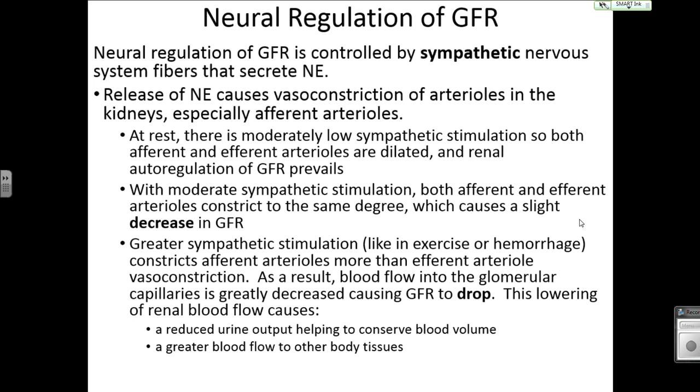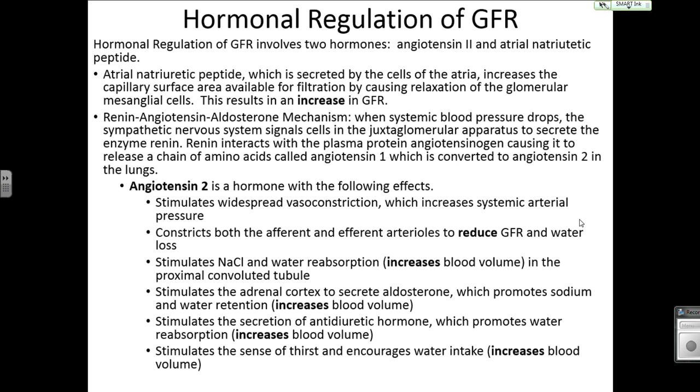Who needs the blood when we are running away from a bear? Our skeletal muscle and our cardiac muscle. And this is stuff that we've talked about throughout the semester. The final way that we regulate GFR is by hormonal means.